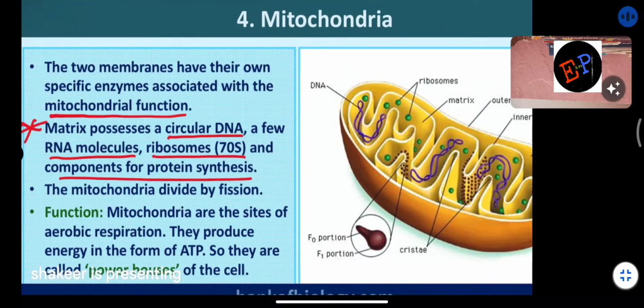So the matrix consists of what? Matrix means a semi-fluid type of substance. The matrix contains a circular DNA, RNA, and ribosomes. Of which size? 70S size. A question can be asked on this. The ribosomes which are present in the matrix, they are of which size? 30S, 50S, 70S or 60S? 70S size is present. And there are some components which are responsible for protein synthesis also.